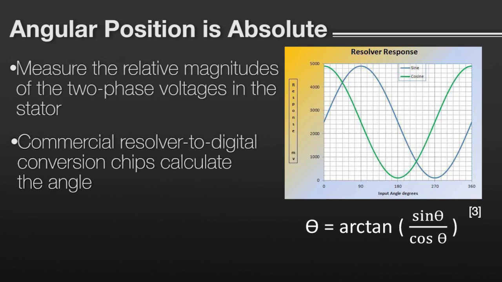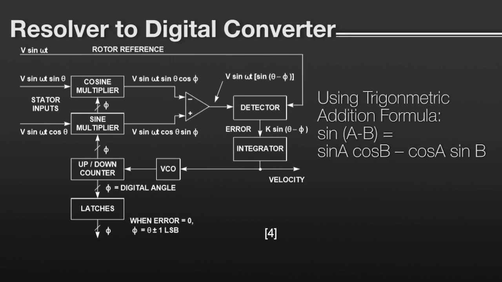Commercially off-the-shelf resolver-to-digital converters, like one from Analog Devices schematically shown on this next slide, are available to do the math for you. The signals of the resolver are applied to cosine and sine multipliers with digital angle phi. The 2 resulting signals, V sine omega t sine theta cosine phi and V sine omega t cosine theta sine phi, are subtracted from each other by the error amplifier to give the signal V sine omega t (sine theta cosine phi minus cosine theta sine phi).